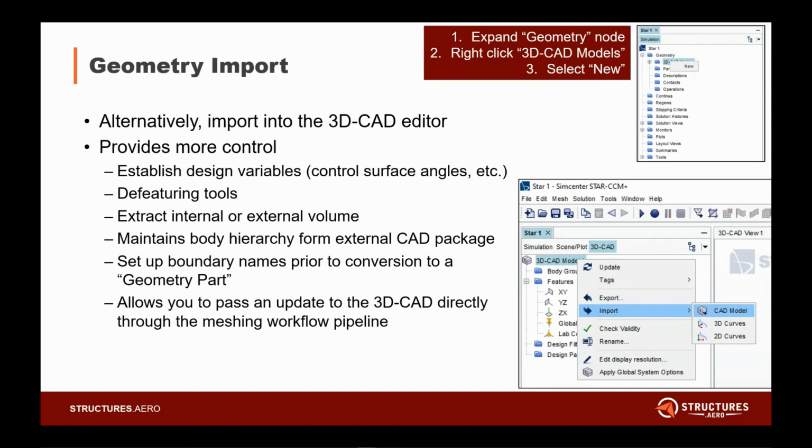It'll auto update in the geometry part that has a surface mesh, and then all your mesh operations, you can rerun those and very quickly pass that update down to the point where you're just ready to click run. And it's very, very easy. It's not like you have to tear the whole model apart. So there's definitely some advantages to the 3D CAD editor.